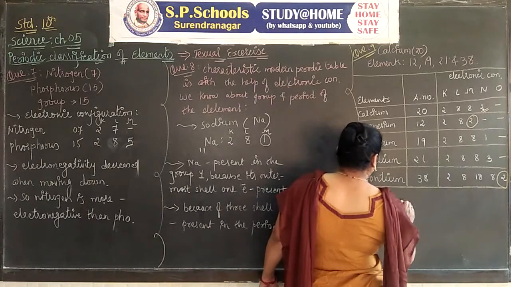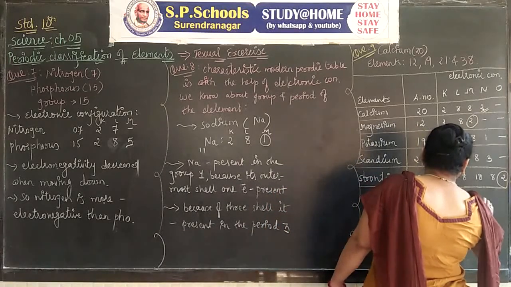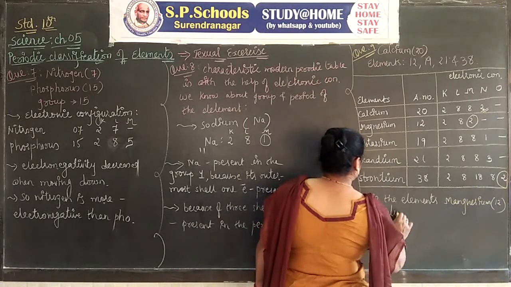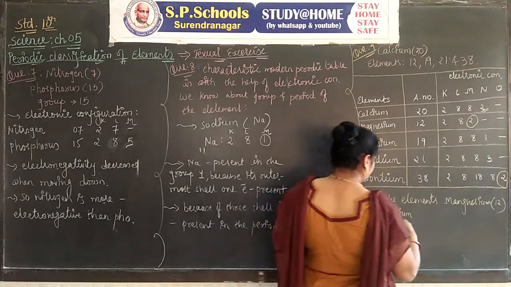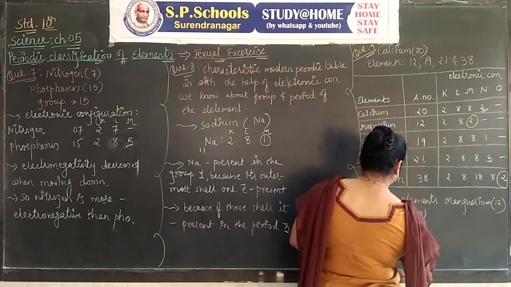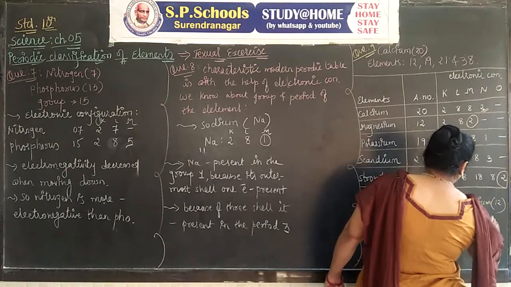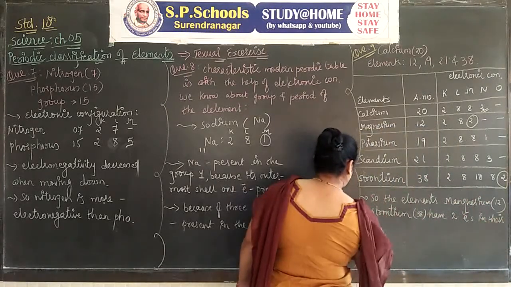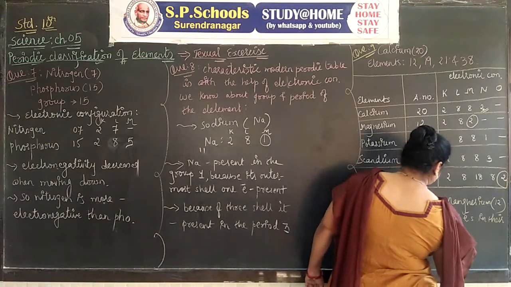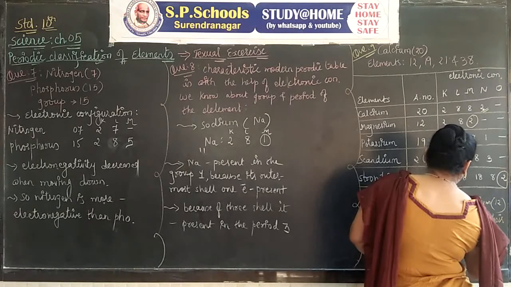So the elements magnesium, atomic number 12, and strontium, atomic number 38, have two electrons in their outermost shell, same as calcium.